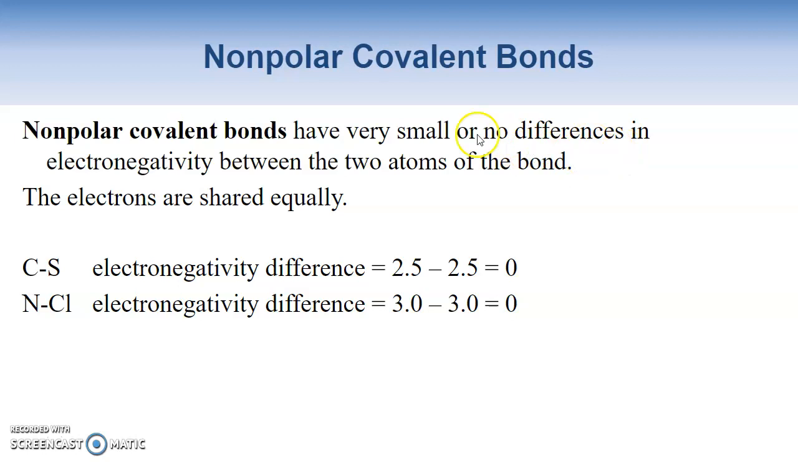Nonpolar covalent bonds have very, very small or no difference in electronegativity between the two atoms. The electrons, again, are shared equally. Carbon and sulfur would be an example. If we take 2.5 minus 2.5, we get 0. That means that it's nonpolar. If we have nitrogen and chlorine, they're both 3. So again, it's a nonpolar covalent bond.